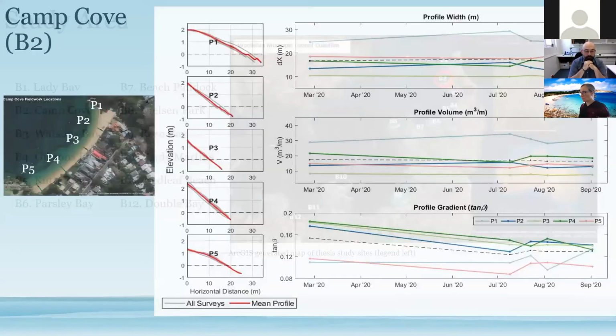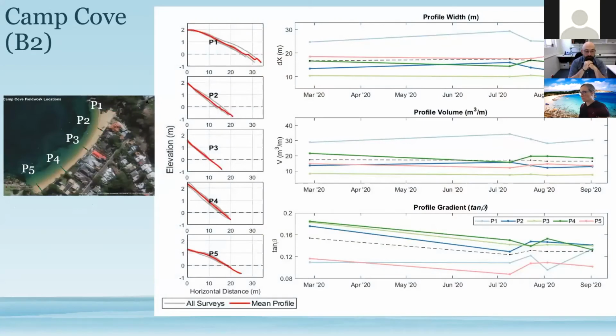Camp Cove has varied profile morphology along shore. The beach is characterized by steep linear profiles at the mid-beach and gentle convex slopes at the headlands, the top and bottom profile. Following the May 24th storm, there was significant accretion seen at the northern profiles, while in contrast, the southern profiles saw significant erosion.